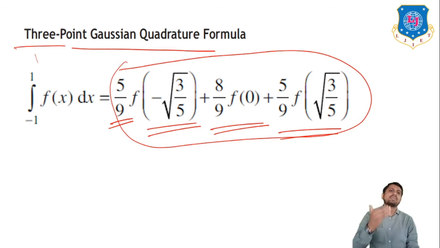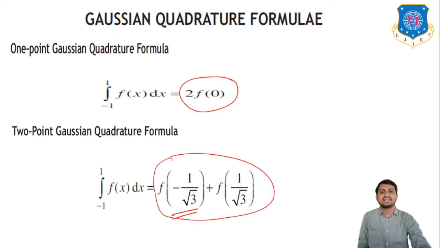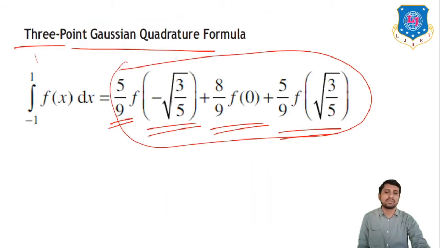So for the examination, first you have to remember all these three formulas. 2 into f of 0 for 1 point; f of -1 by root 3 plus f of 1 by root 3 for the 2-point Gaussian quadrature formula; and for the 3-point formula, 5 by 9 f of minus square root of 3 by 5 plus 8 by 9 f of 0 plus 5 by 9 f of square root of 3 by 5.